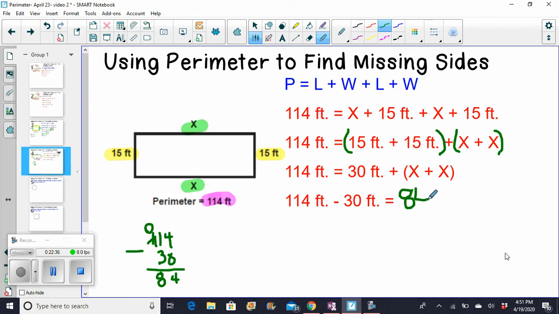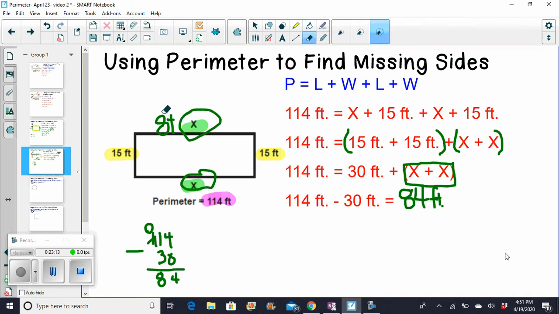Ta-da! Am I done? I'm actually not done. Why am I not done? I'm not done because that 84 is the value for both of these x's. So that means I need to take that 84 and split it evenly between these two x's. I cannot just say this one x gets 84. That doesn't make any sense. I have to split it between the two sides, the top and the bottom.